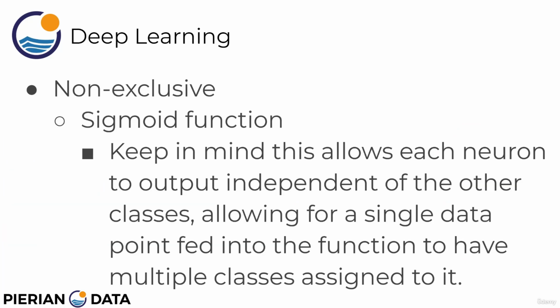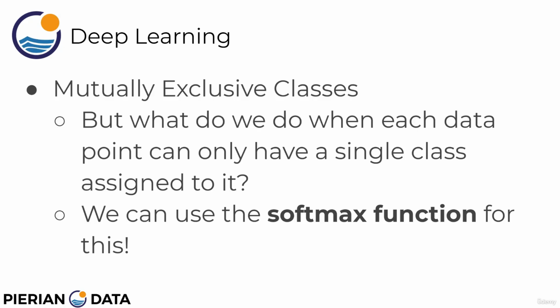So as I just mentioned, for non-exclusive classes where we're using that sigmoid function, always keep in mind that that allows each neuron to output independently of the other classes. So it allows for a single data point fed into the function to have multiple classes assigned to it. Now what do we do when each data point can actually only have one single class assigned to it? Well, for this, there's a really clever softmax activation function.